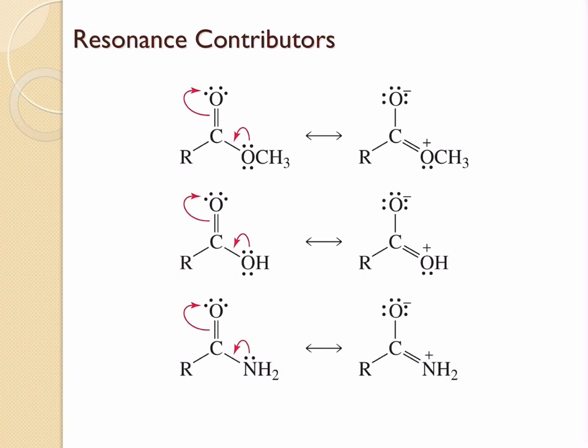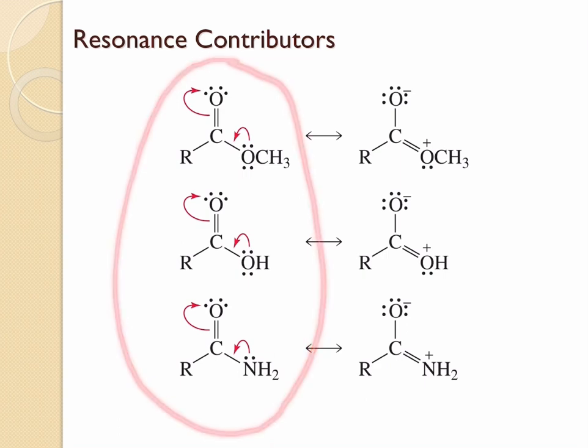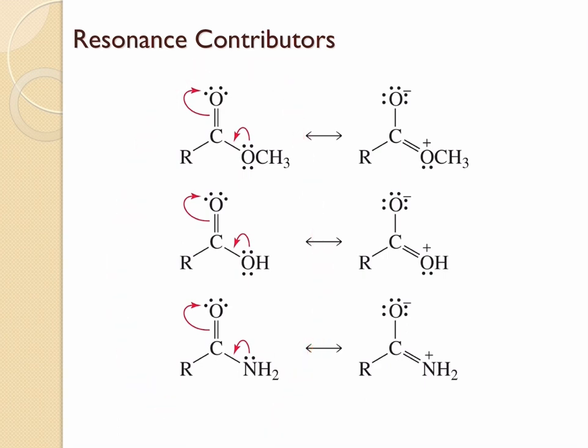Esters, carboxylic acids, and amides all have 2 resonance contributors. The one on the left is going to be a significant contributor. The one on the right has a positive charge on the heteroatom. So in all of these, you can see that there is a positive charge.